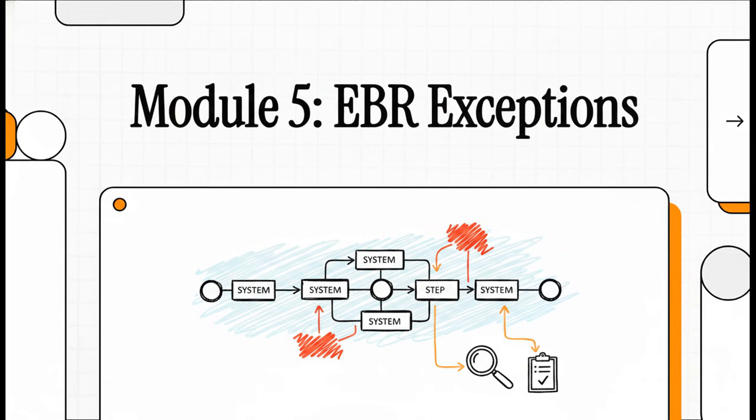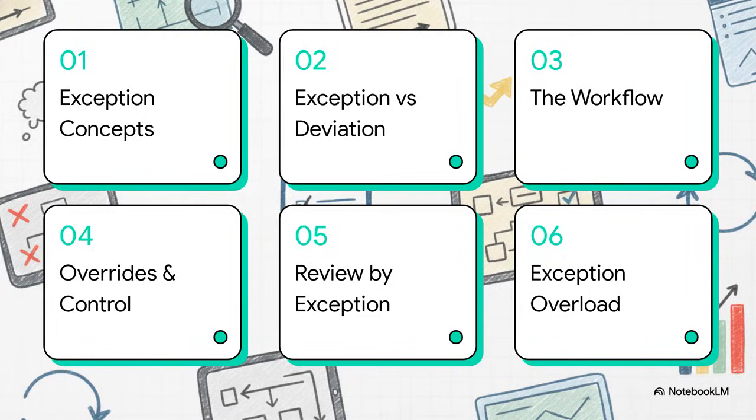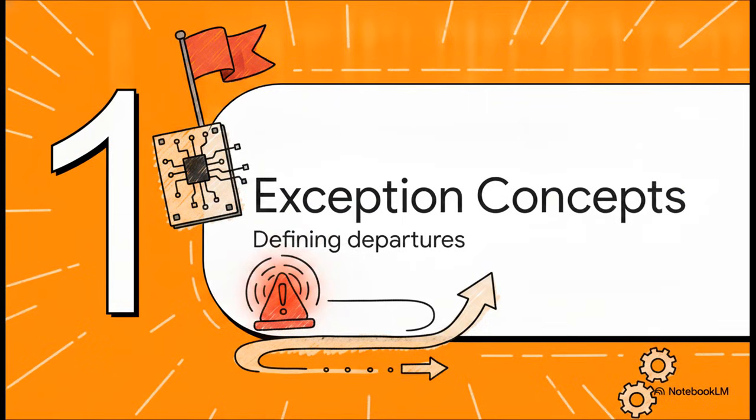Let's get into it. Here's our roadmap for today. We've got 6 key areas to cover. 1. Exception concepts. 2. Exceptions versus deviations. 3. The workflow. 4. Overrides and control. 5. Review by exception. And finally, 6. Beating exception overload.